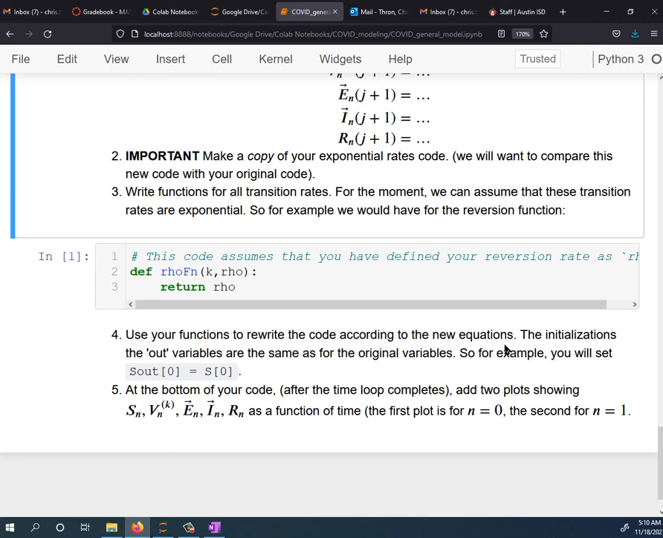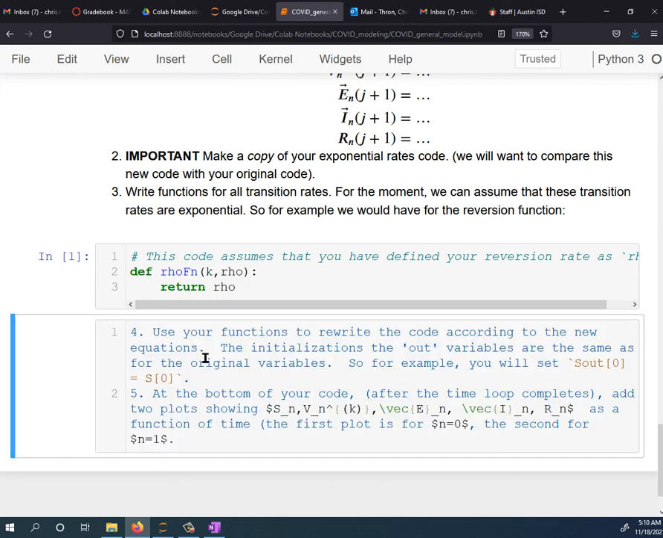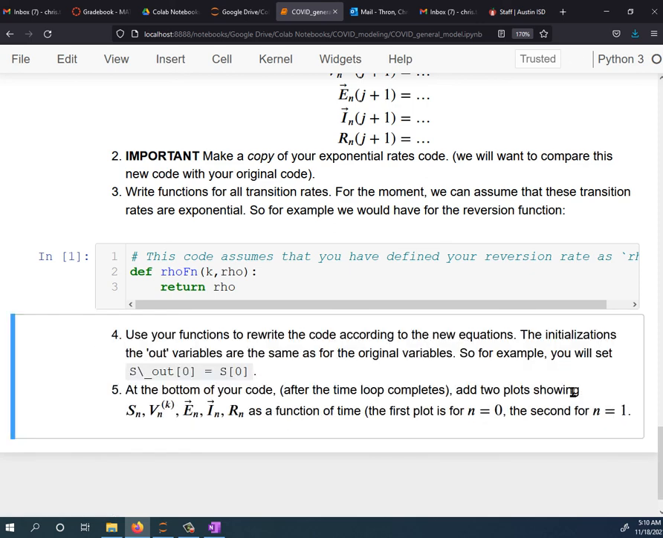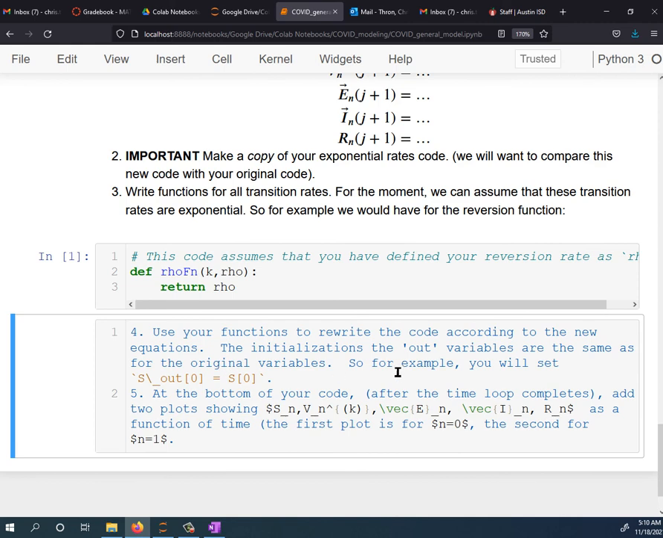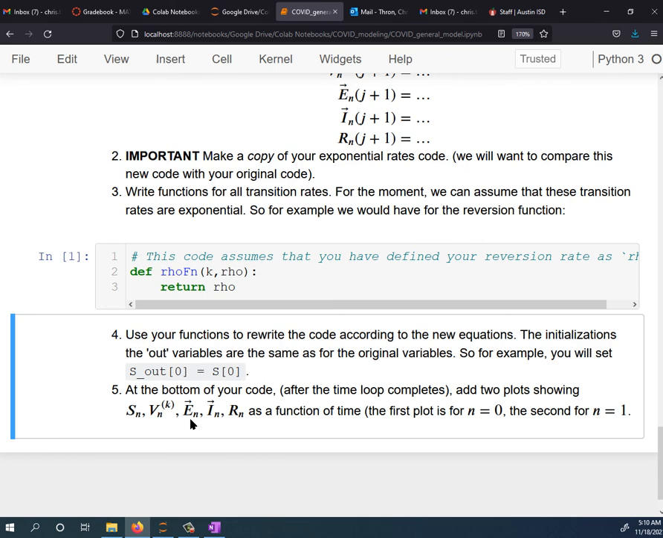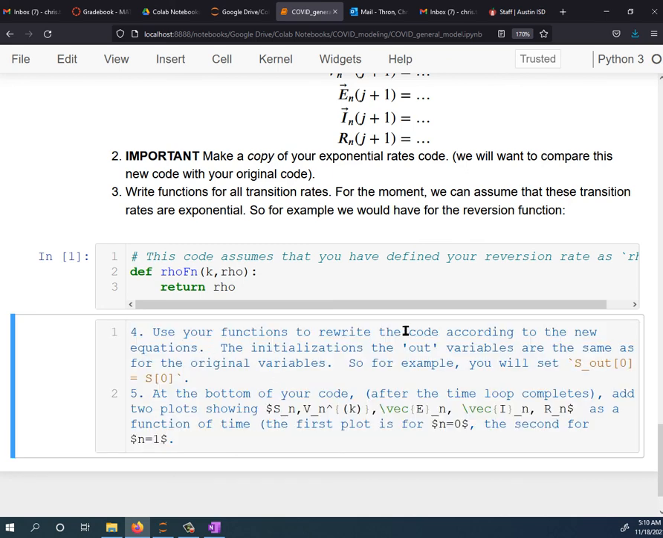Now, for the initializations, the out variables will be the same as the original variables. Remember, you had to give initial values for the original variables. So instead of calling it S out like that, maybe it'd be a little bit more clear if I say S out with an underscore. So to do that, you have to do this. Whoops, no you don't. You just have to do this. Notice how if I wanted to include code in my markdown cell, I put these forward quotes there. That's a handy thing to know. You may want to use that.